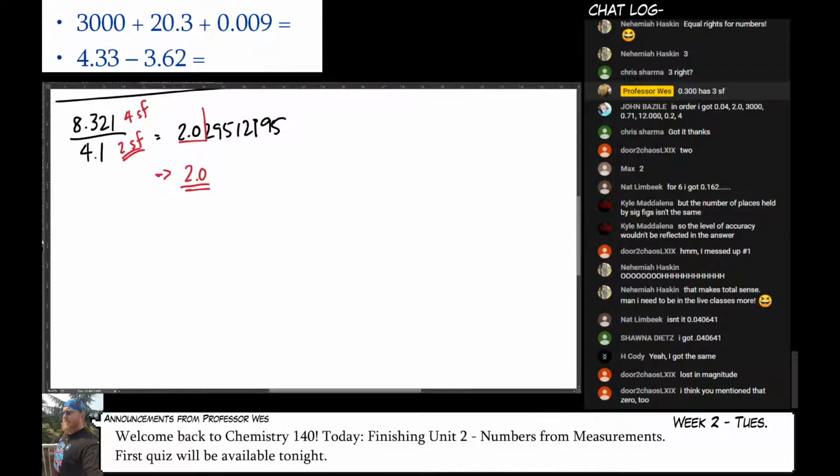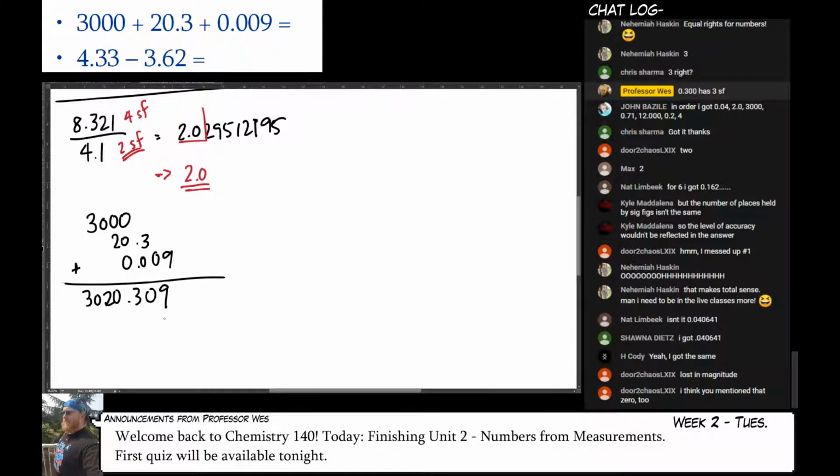All right, for the third one, this is addition, so I'm going to do it vertically here. 3020.3, 00009, and then add. Oops. So there's the result of the addition, but remember how addition works.